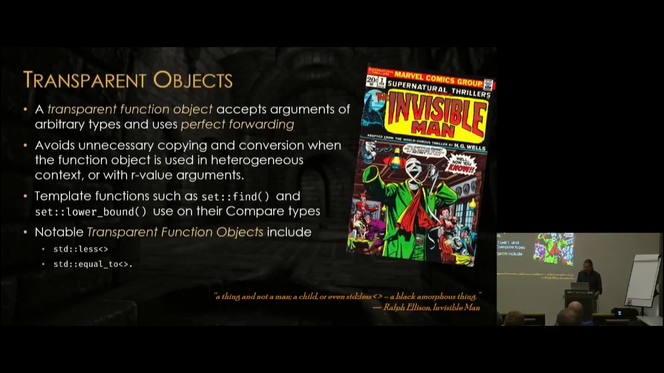I think my last example is transparent objects. A transparent function object accepts arguments of arbitrary types and uses perfect forwarding. The best example is for set find, or lower bound. They're comparison operators, which at least before we had perfect forwarding, we could only look for and find objects of the same types that a set was parameterized on. So the comparison operator would be symmetric with regards to the same type. When we got perfect forwarding, we can have what's called the transparent object, which allows us, for example, to compare an employee to an age or some integer, as long as we do have a comparison operator inside the scope that can be found by ADL.